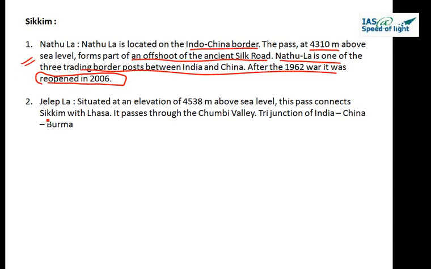Then we have a very important pass, Jelep La Pass. It is situated at an elevation of 4,538 meters above sea level. This pass connects Sikkim with Lhasa. Okay, it passes through the Chumbi Valley. This particular point was there in the news, Chumbi Valley, in relation to Burma. It is on the tri-junction of India, China, and Burma.